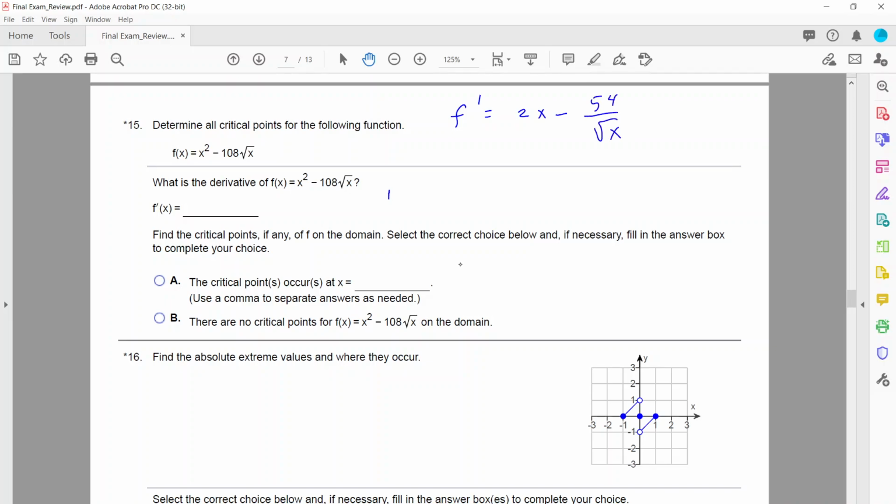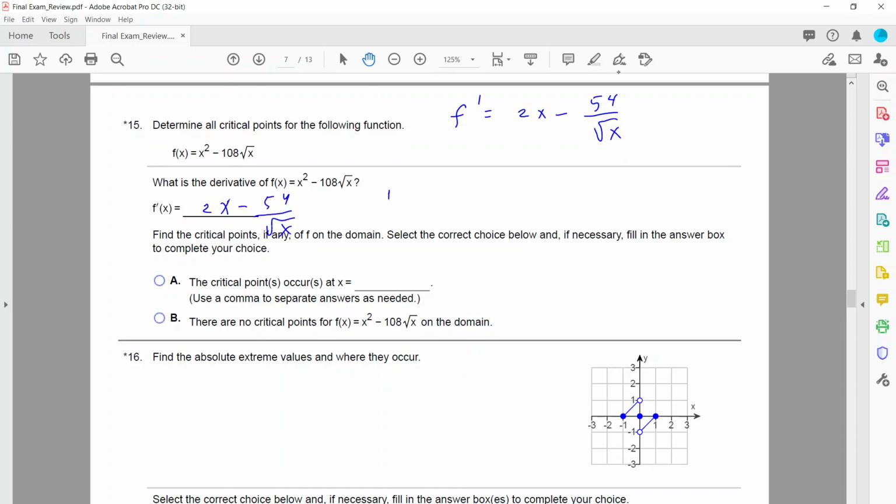Now to find the critical points, you just have to find where this derivative is undefined and where it is 0. As you can see by looking at this function, if x is 0, the derivative is undefined. So that is one of the critical points. This is the derivative, which is 2x minus 54 over square root of x.